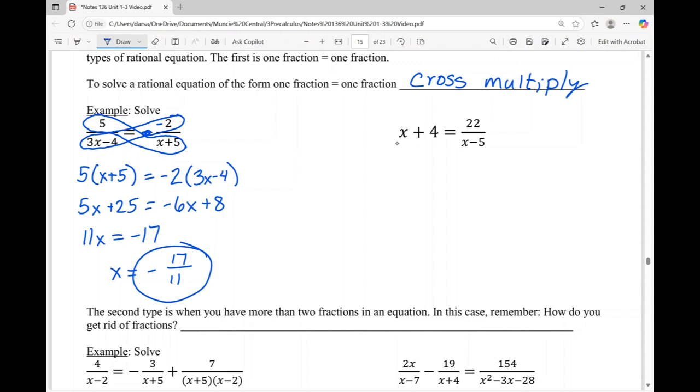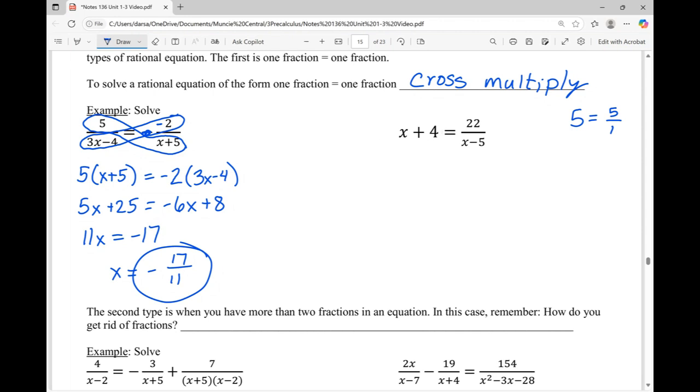Our second example over here looks like it's not a fraction equal to a fraction, but how can I turn any number that I want into a fraction? Remember, everything is a fraction. It's really easy to do. Let's say I have the number 5. How do I make that into a fraction? Well, I put a 1 under it. Now it looks like a fraction, 5 over 1.